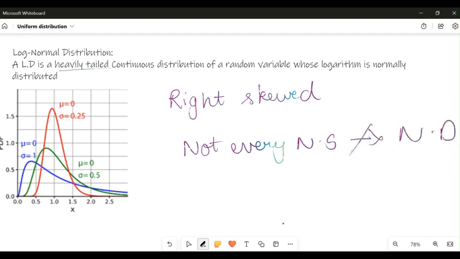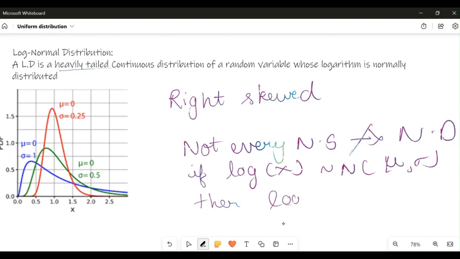It means that if you find the log of x, and it's normally distributed with mu and sigma, then x is said to be log normal distributed. So the condition is, if log of x is normally distributed, then x is called logarithmic normally distributed. In the log normal distribution, you are dealing with only two parameters, mu and sigma, the mean and standard deviation.